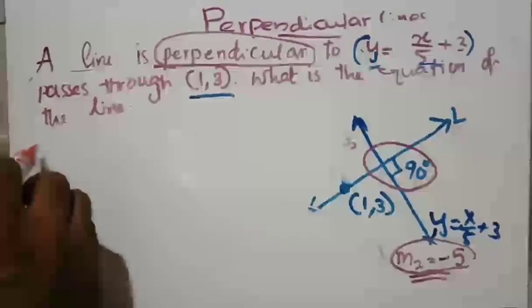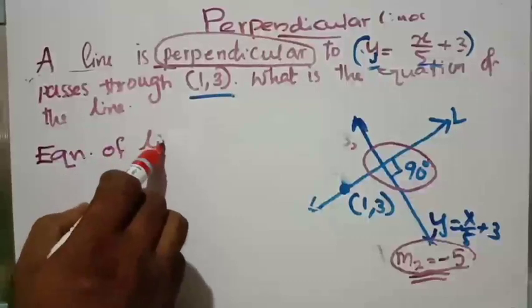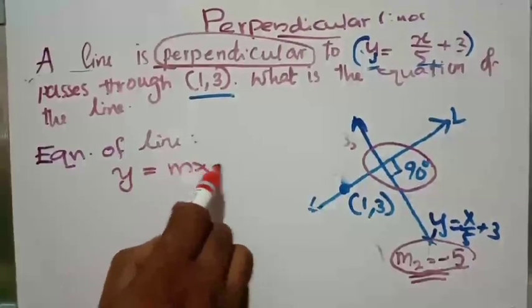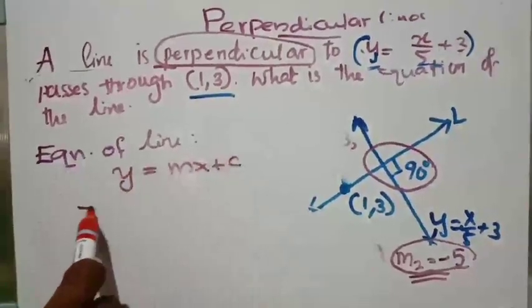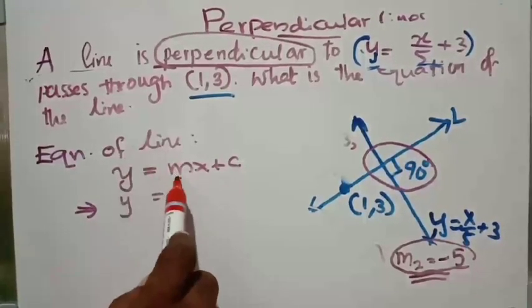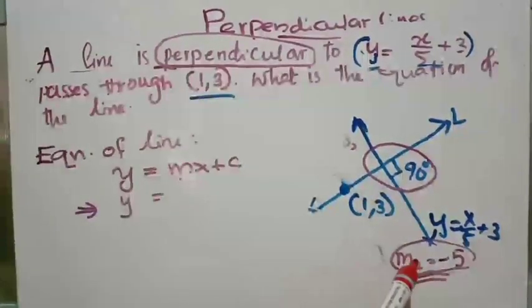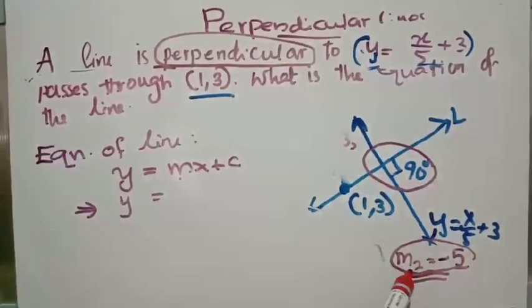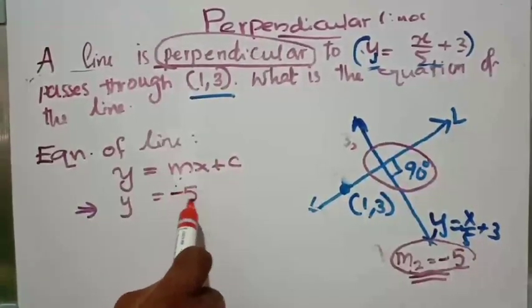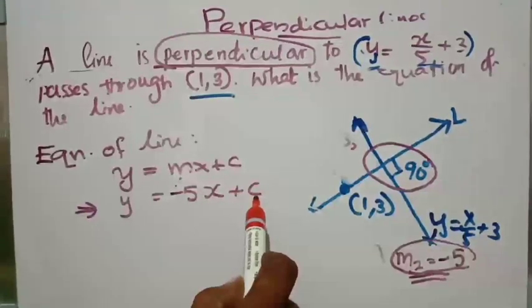so we can find the equation of the required line. Equation of line, as you know, equation of a line is y equals mx plus c. That implies y equals, m stands for gradient of the line. We found the gradient of the line as -5. Whether it is m, m1 or m2, you don't bother about that. So m2 stands for gradient, that is same as m here. So it becomes minus 5x plus c. But we do not know what is the value of c.